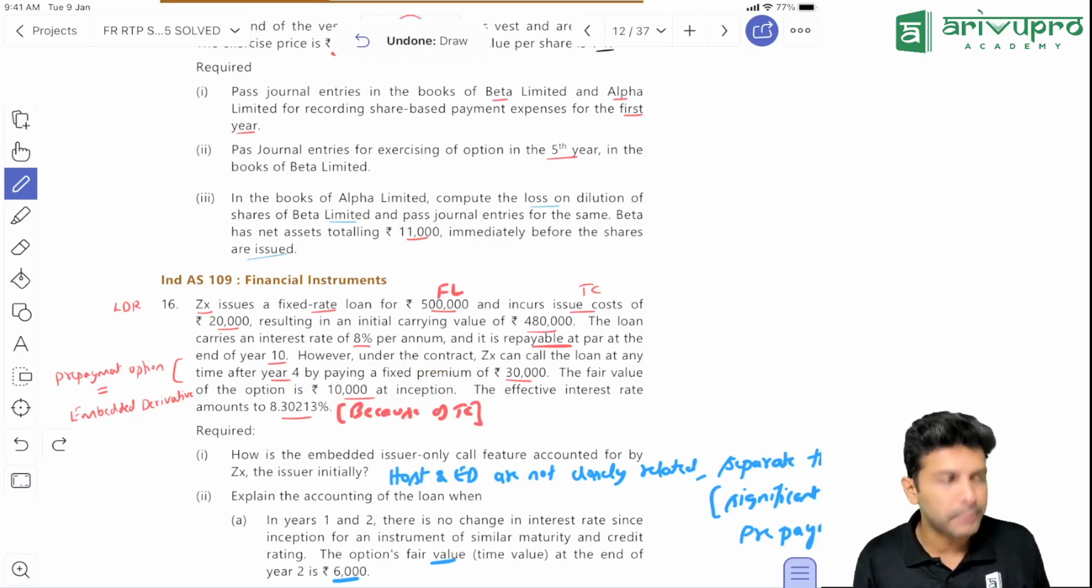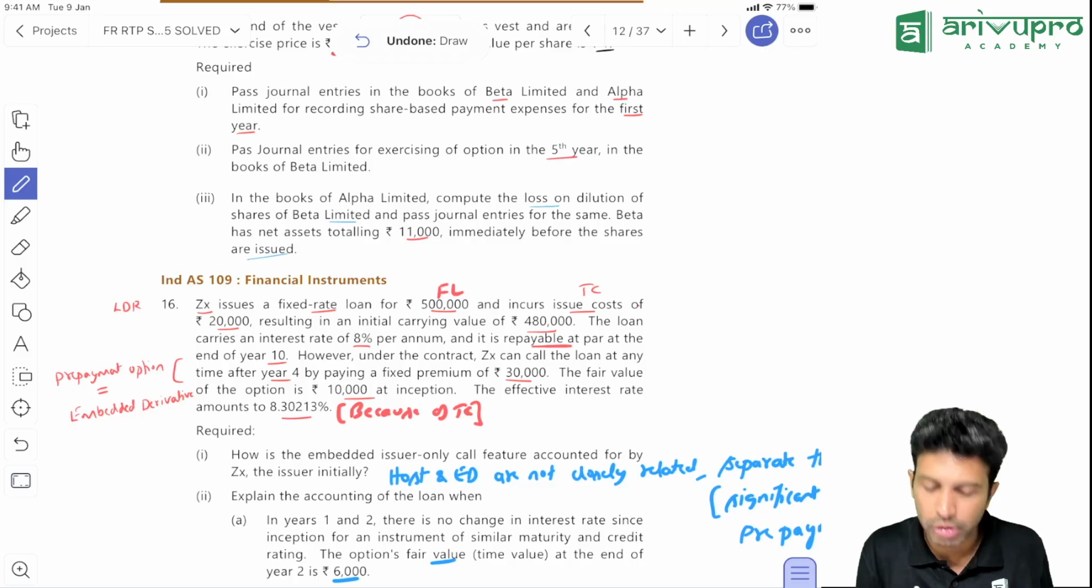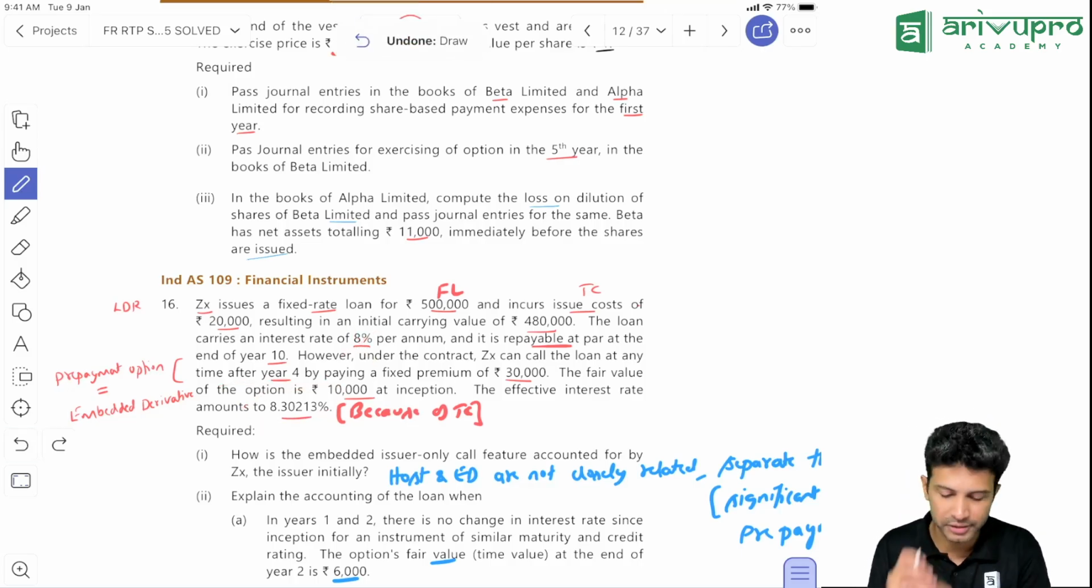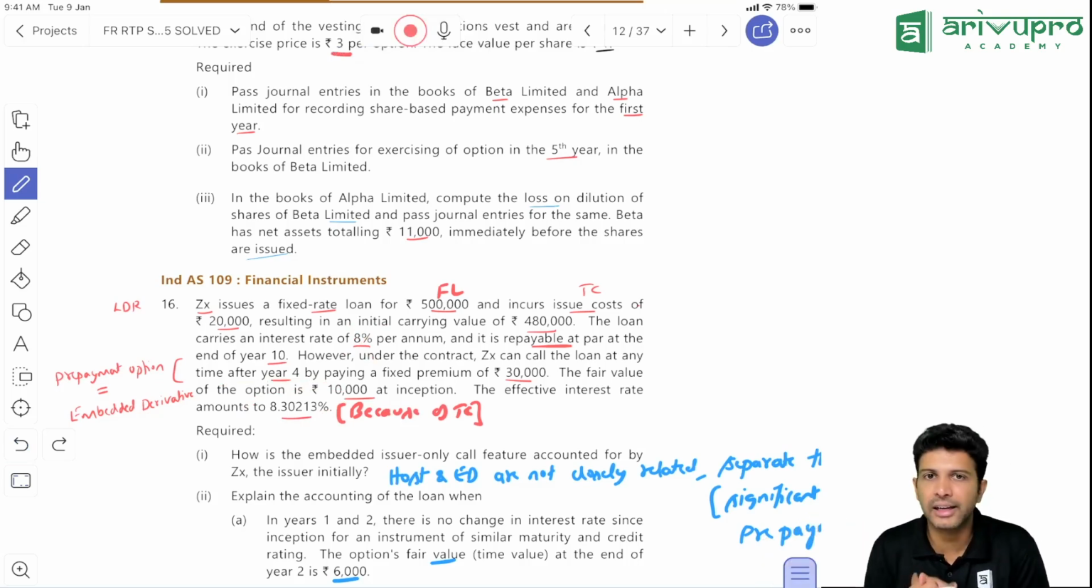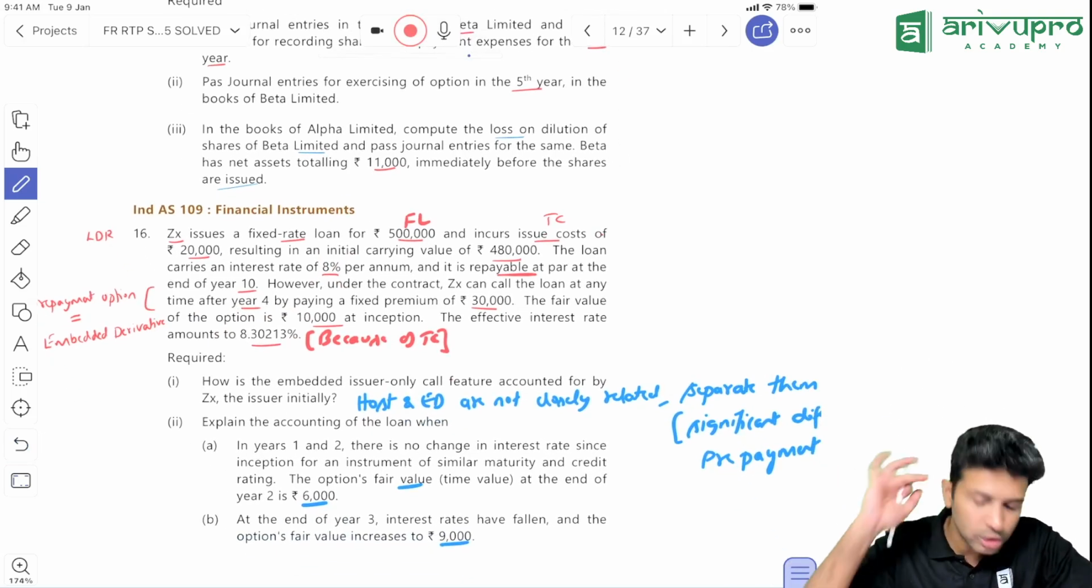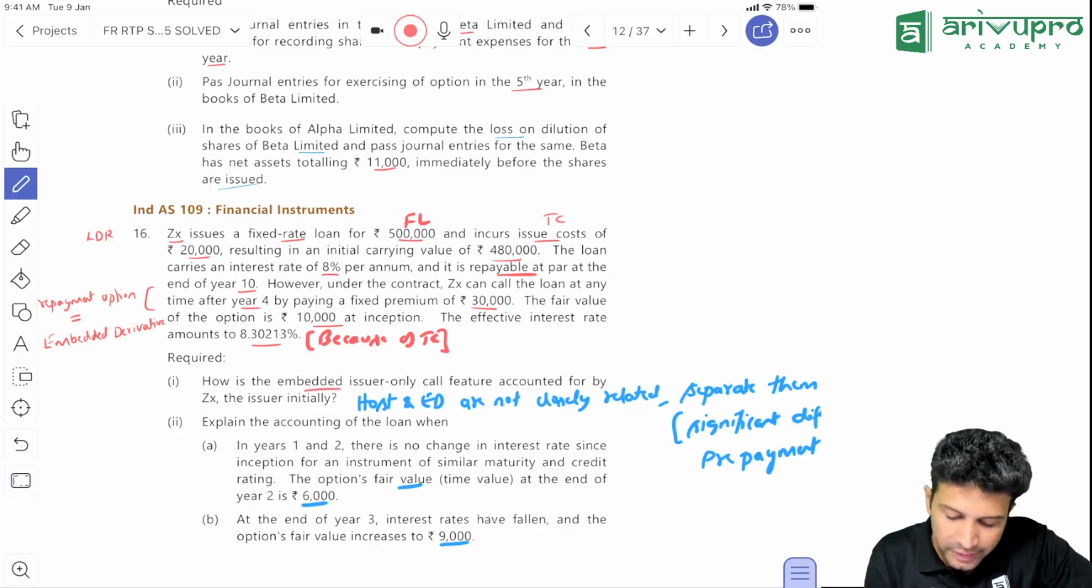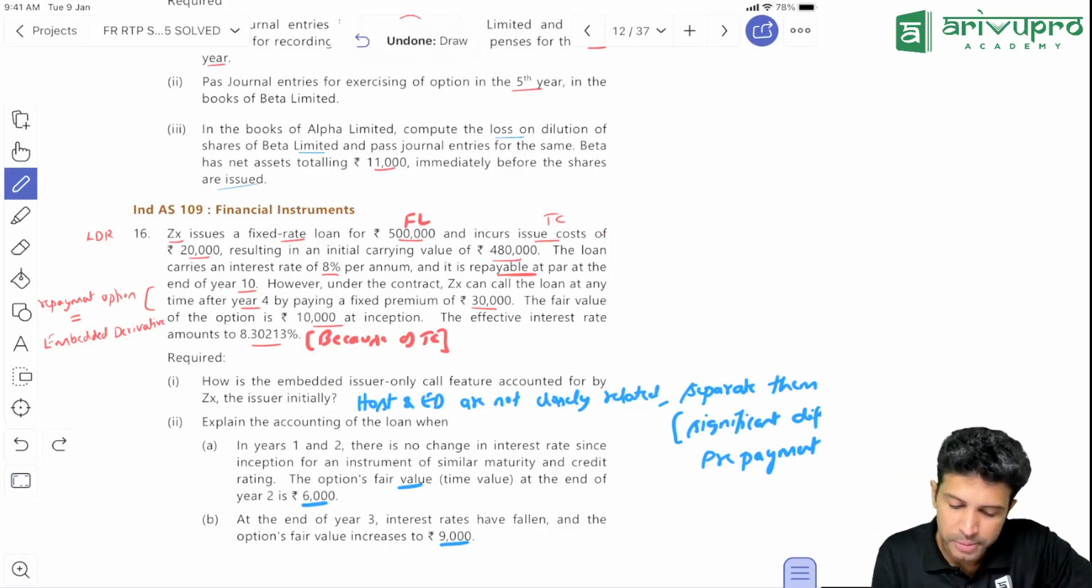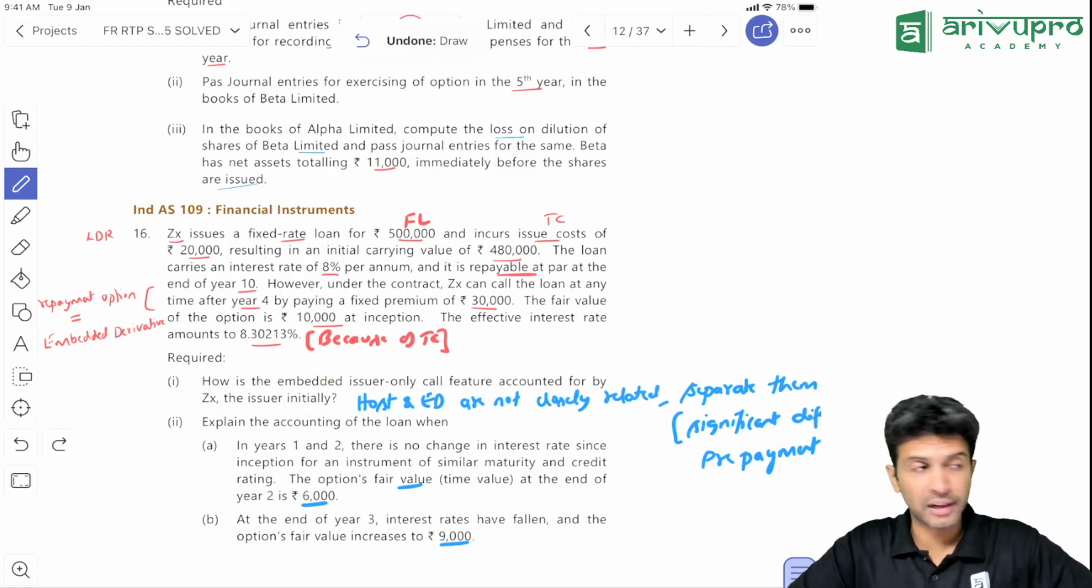Effective interest rate is 8.30 something because we have transaction cost. So the actual interest rate and EIR will not be the same. They have given this because we need EIR to book our finance charges. So given how this embedded issuer call option should be accounted. Sir, embedded derivative, sir, how?